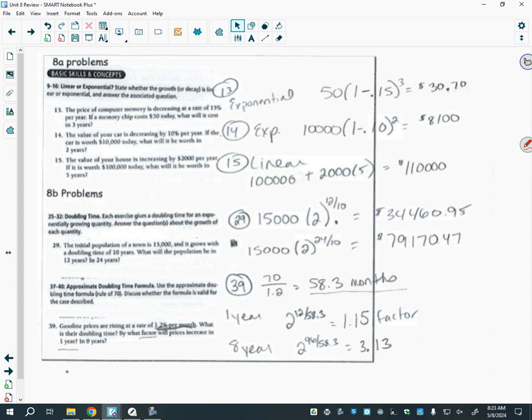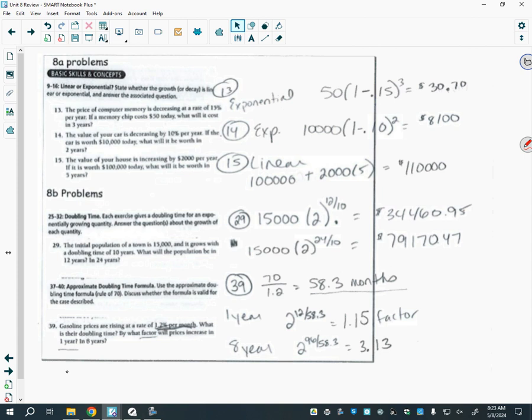So 8A and 8B, to me, those are the biggest sections. Well, maybe 8B. 8B is the biggest section on the test because we had all those formulas that we were using. But 8A, I definitely put some questions on the test where you have to think about, is it exponential, is it linear, and then answer the question. And so on 13 and 14, those were both exponential because it's going up by 1% each year.